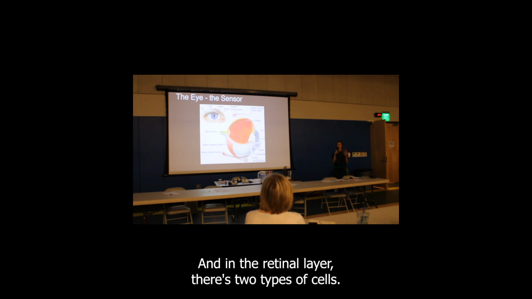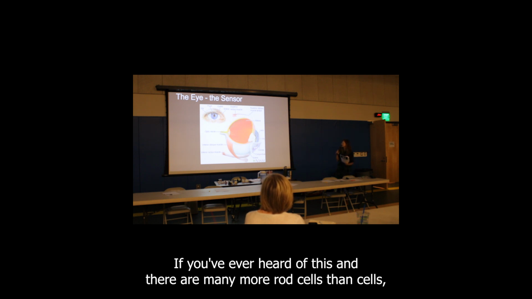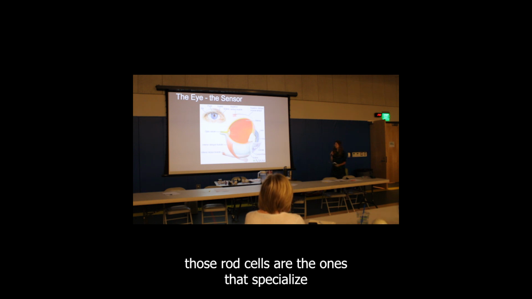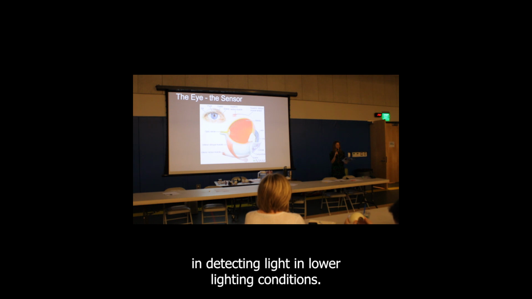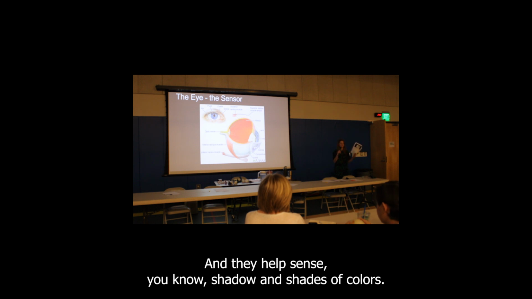And in the retinal layer, there's two types of cells. There's rod cells and cone cells, if you've ever heard of this. And there's many more rod cells than cone cells. Those rod cells are the ones that specialize in detecting light in lower lighting conditions. So they're really important at dawn and dusk, and they help sense shadow and shades of colors.